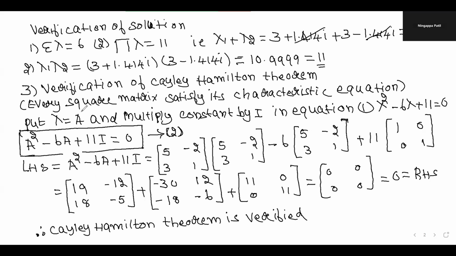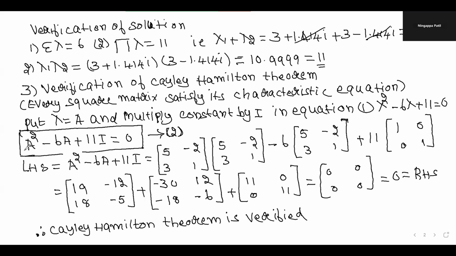Okay, you got it. Now see the verification of the Cayley-Hamilton theorem. How to do it? What is the Cayley-Hamilton theorem? Every square matrix satisfies its own characteristic equation. That is, put lambda equal to A, and multiply the constant by I in the characteristic equation 1, that is lambda square minus 6 lambda plus 11 equal to 0. In this characteristic equation, replace lambda by A and multiply this constant by I. Then it is 11I. Look here: A square minus 6A plus 11I equal to 0. This is equation number 2.